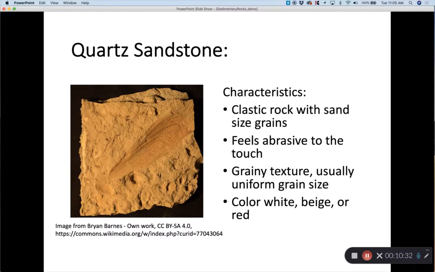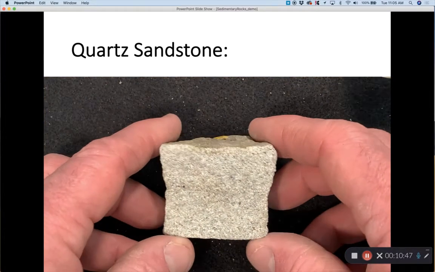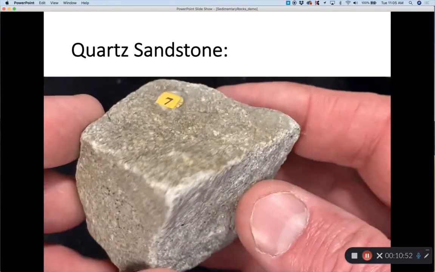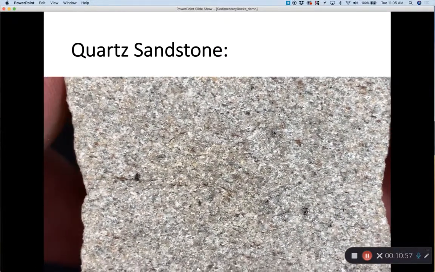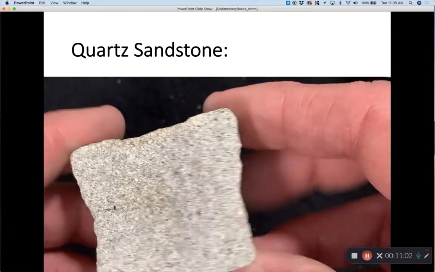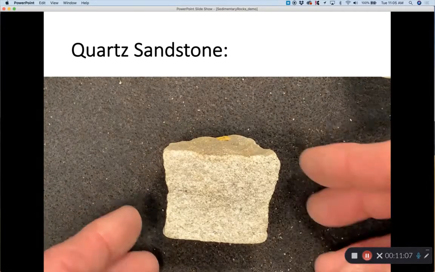Quartz sandstones are generally light in color. Often they're whitish or beige. Sometimes they're stained red by iron oxides, but overall light in color. Let's take a look at a typical specimen here. This is a coarse-grained sandstone, so if you look at it closely, it's relatively easy to see the individual grains of sand throughout the rock. Mostly quartz, but a few bits and pieces of other minerals as well. And again, if you run your fingertips across a freshly broken surface, it should feel abrasive.